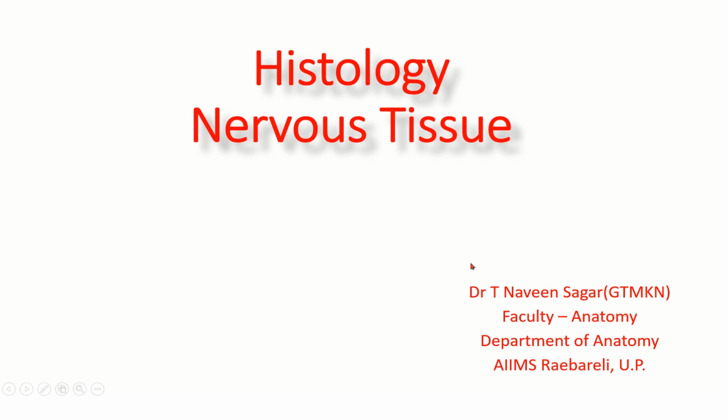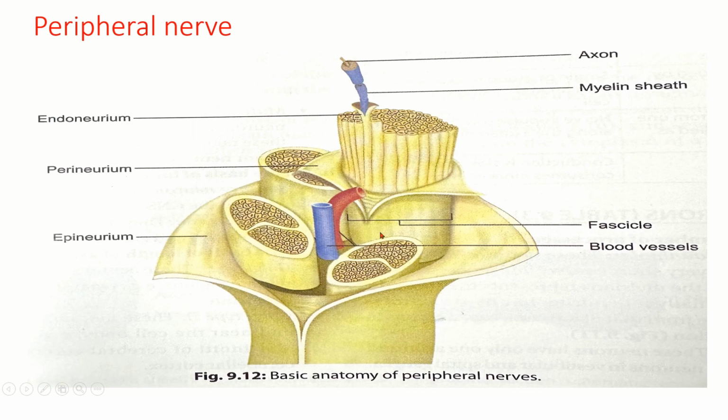In this session, we'll see the histology of nervous tissue. You can see here in this diagram, we can clearly make out this is the axon, and this blue color one is the myelin sheath, and here you can see the connective tissue covering the axon and myelin sheath. Single axon and myelin sheath is the endoneurium, and like this a bundle of axons together form a fascicle that will be surrounded by a thicker connective tissue layer called perineurium.